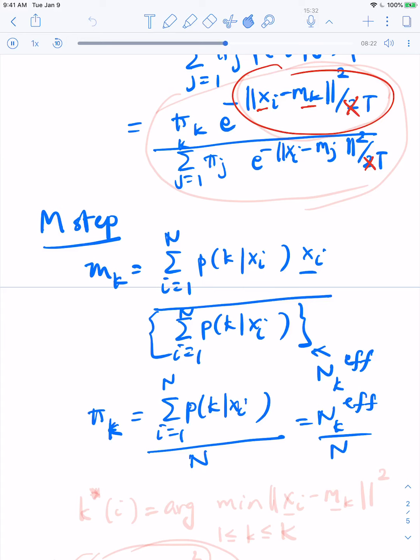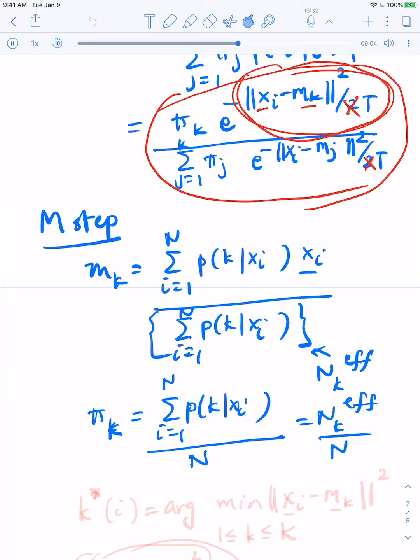Well, if you look at the assignment probabilities and let the temperature go to 0. What happens when you let the temperature go to 0? All these exponential terms are sort of blowing up. Xi minus mk squared over t is blowing up, right? And so e to the minus of that term is going to 0, but they're going to 0 at different rates. The one that is going to 0 the slowest is the one for which this term is the smallest.